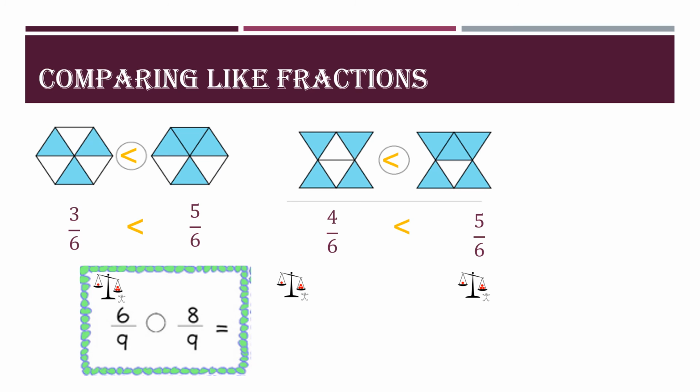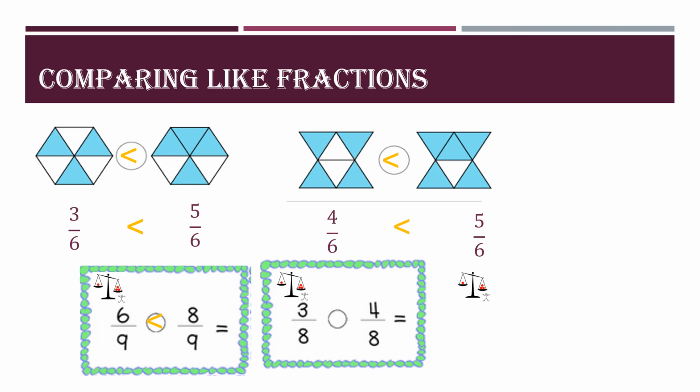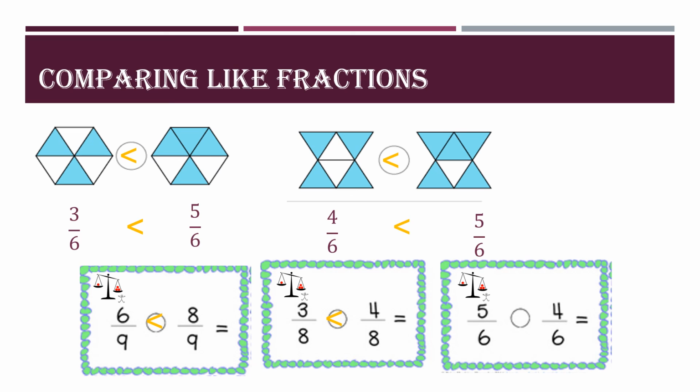Here we have 6 by 9. It's already given, so we don't need to write the shaded fraction. So 6 by 9 and 8 by 9. Obviously 8 is greater than 6, so this part will be greater. Here 4 is greater than 3, so 4 by 8 is greater. Here 5 is greater than 4, so 5 by 6. Oh, this is wrong. Yes, 5 by 6 will be greater. So this was all about comparing like fractions.